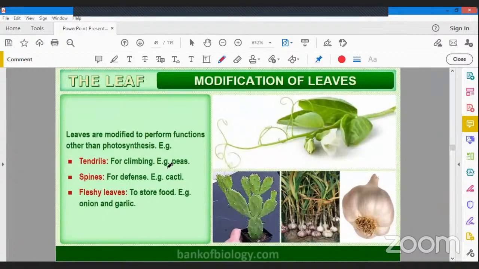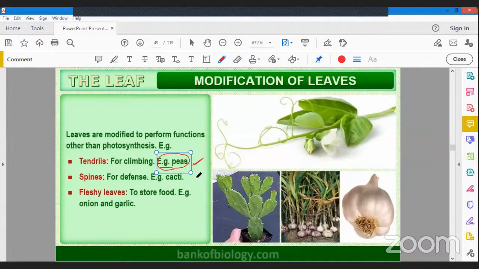So now, not stem tendrils. What we are studying here is leaf tendrils. Here the leaf is modified into a tendril for climbing. Example, in the case of pea. So in the exam, if it asks about pea, what type of modification? It is leaf modification for tendrils.